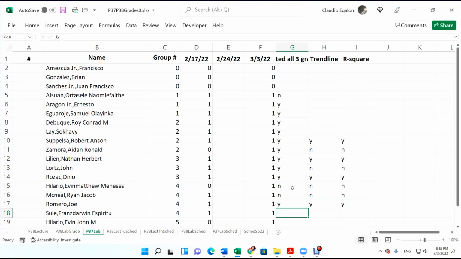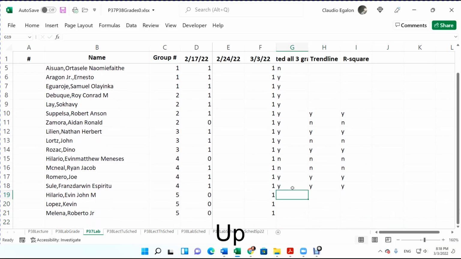Franz Darwin Sul. Yes, Professor. All the three, good. Okay, Evan John Hilario. Yeah, just the three graphs. Kevin Lopez. Just the three graphs, Professor. I still haven't gotten the trend line or the R square yet. Okay, we're gonna do that again.